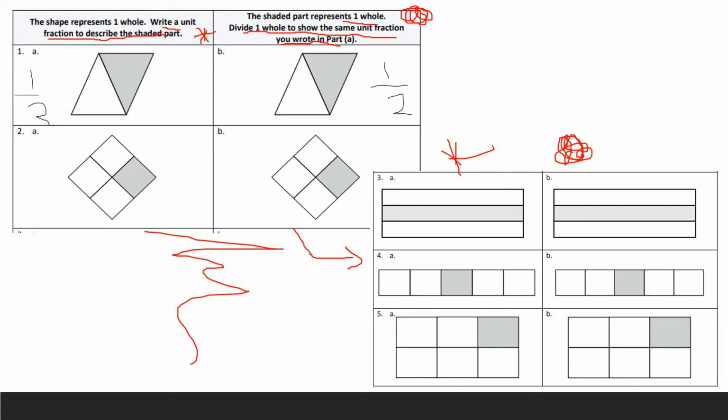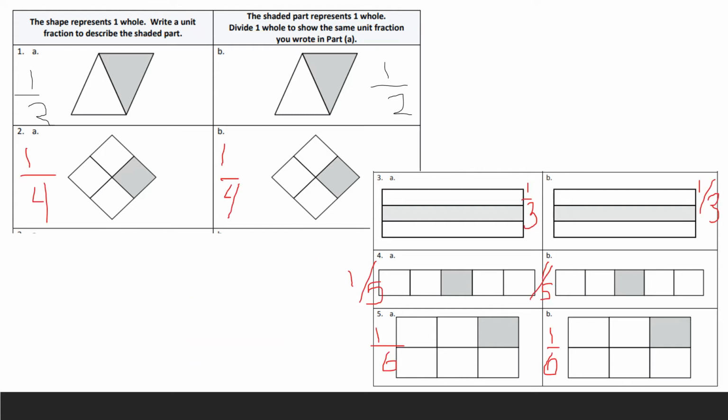I am now going to go over the answers. As you can see, they're very similar. So 1/4 and 1/4, 1/3, 1/3, 1/5, 1/5, and 1/6, 1/6. Not too complicated, right? So let's keep moving.